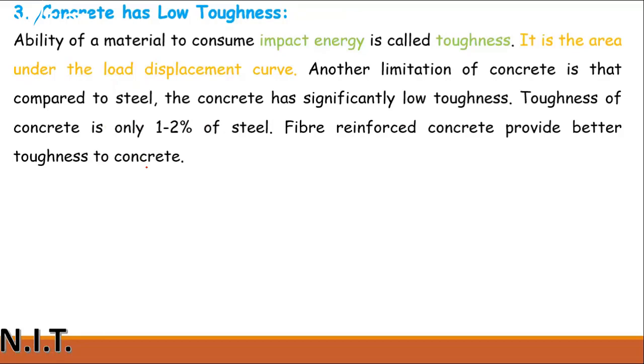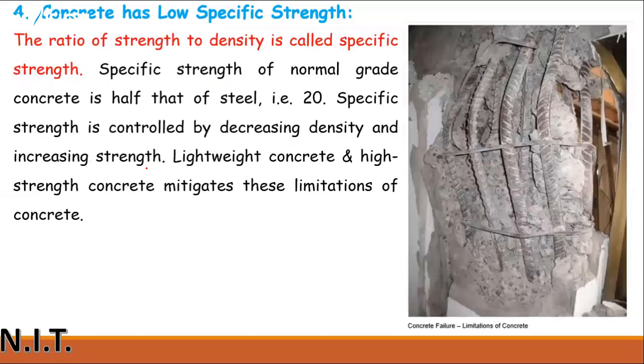And the fourth limitation of concrete is that concrete has low specific strength. What is specific strength? Basically, the definition of specific strength is mentioned here. The ratio of strength to density is called specific strength. The ratio between strength to density is called specific strength.